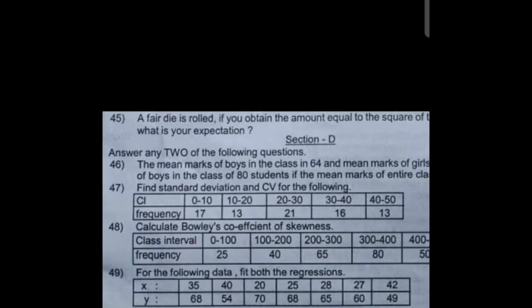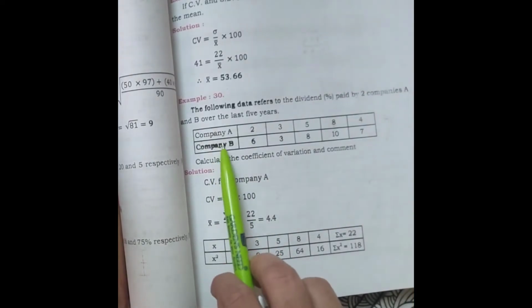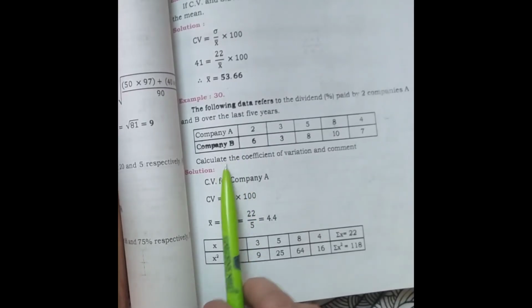I will show you how to calculate the CV problem, because you already know how to calculate mean, median, mode, the central tendency. The CV problem, calculating Bowley's coefficient of skewness, and the regression problem. This is an example I considered from the textbook. The CV problem, they may ask as a 10 marks question. 90% it is a compulsory question.